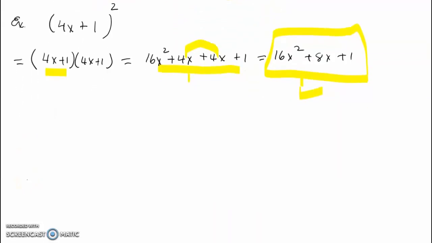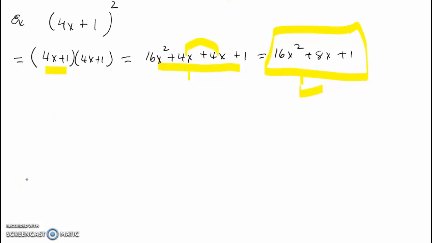I have another problem I'd like you to try just for fun. Okay, so the problem is negative, on the outside, the square of 6x plus 5. Okay, put your screen on pause and come up with the final answer.